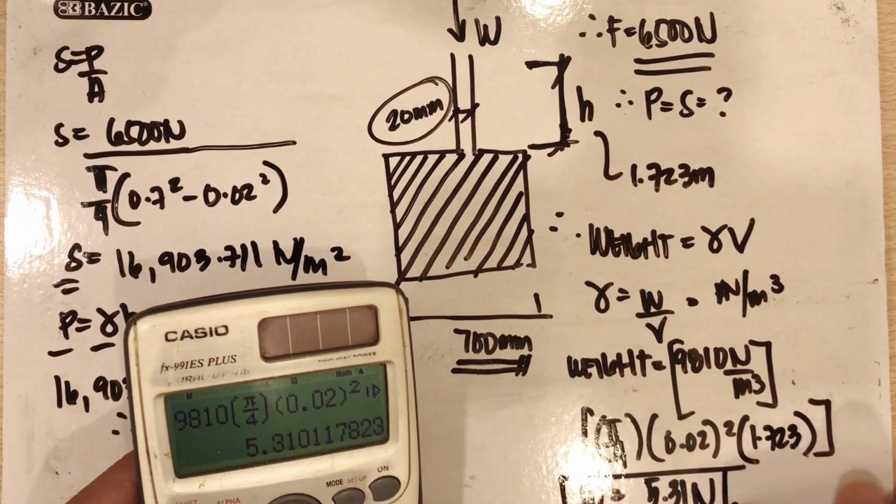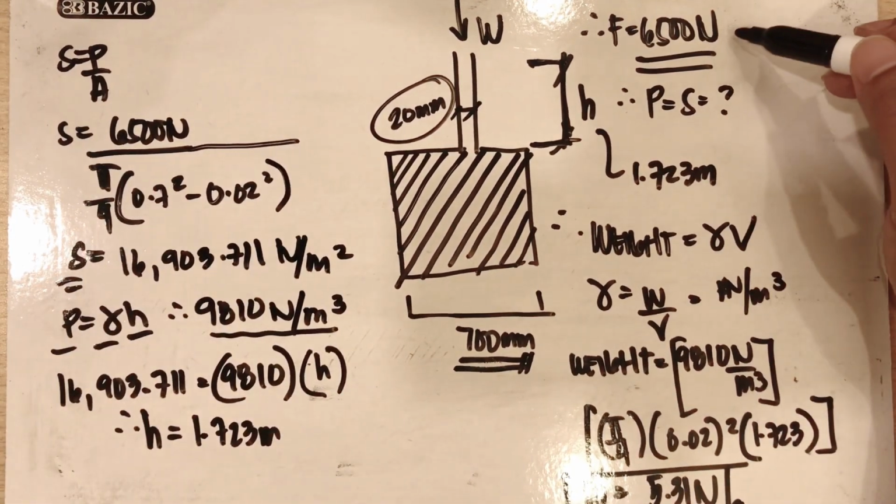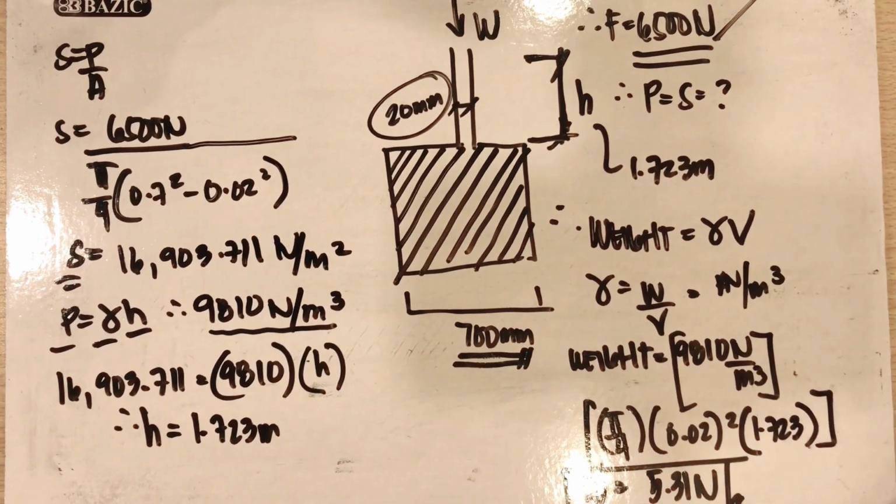So the weight we need to exert a force equivalent to 65 newtons is 5.31 newtons. So, that's all for problem number 10.